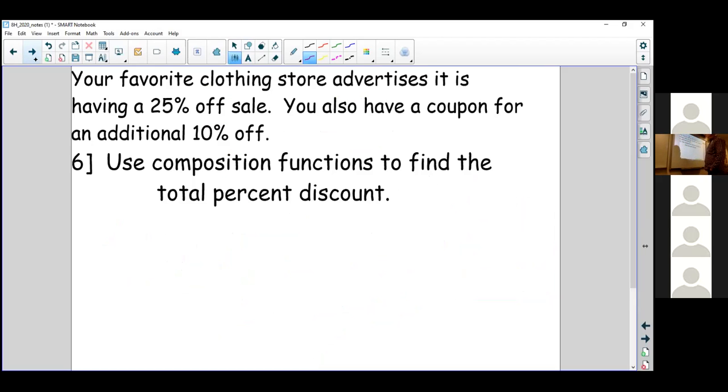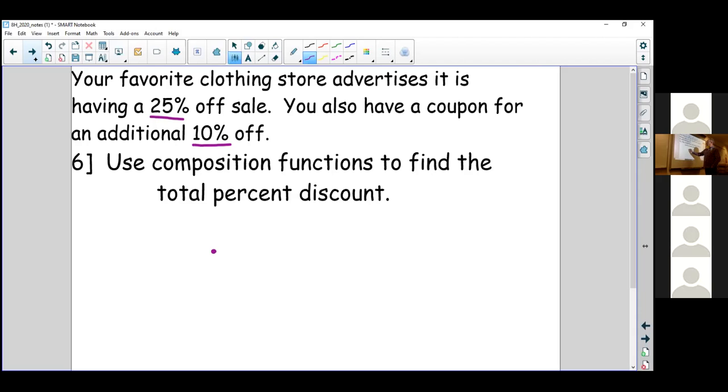Oh, okay. So this is actually a problem. If you ever go out clothing shopping and let's say you have a coupon that's worth a certain % off, and you get to the clothing rack and you find something that has an extra amount off, you don't add the two together. They become composite functions of each other. So your favorite clothing store advertises having 25% off sale. And then you have a coupon for an additional 10% off. Use a composition to find the percent discount.